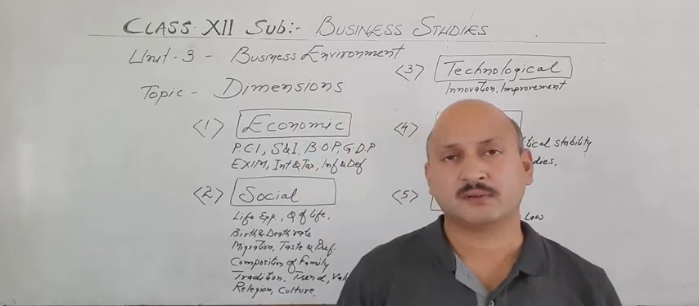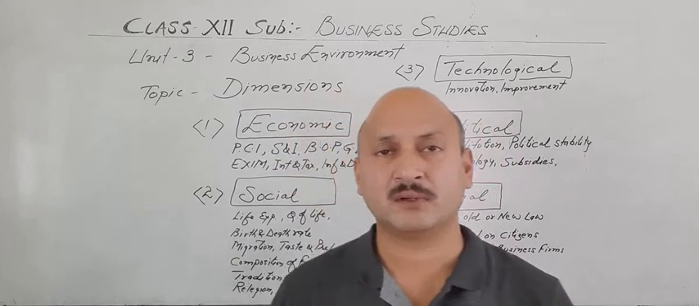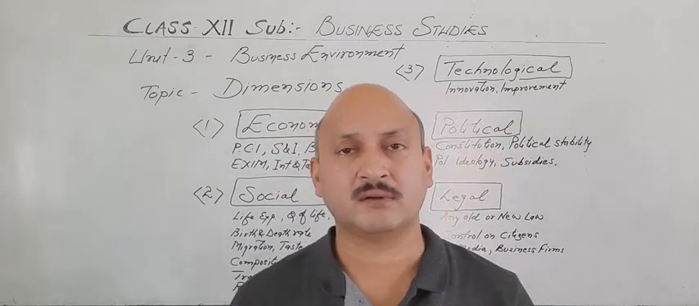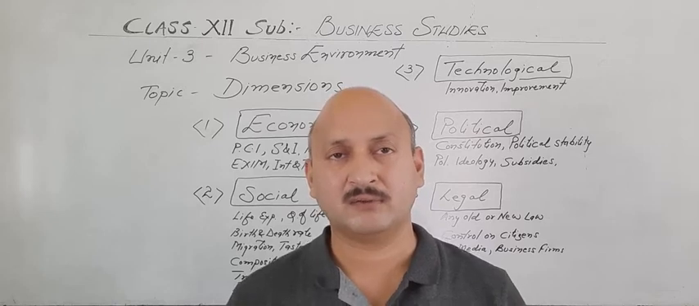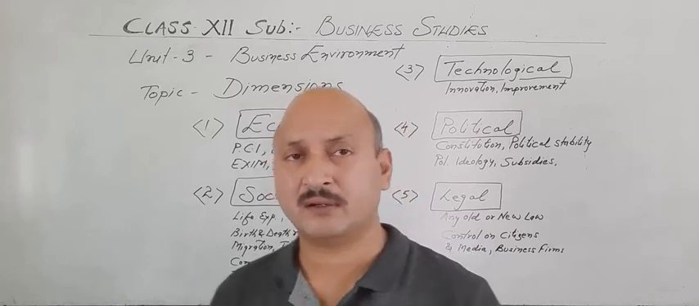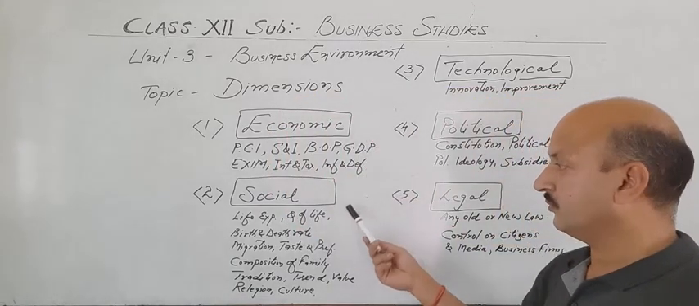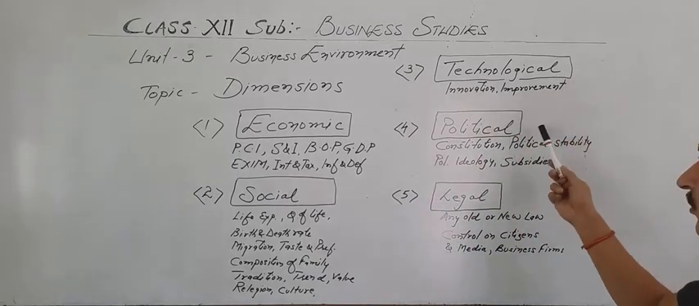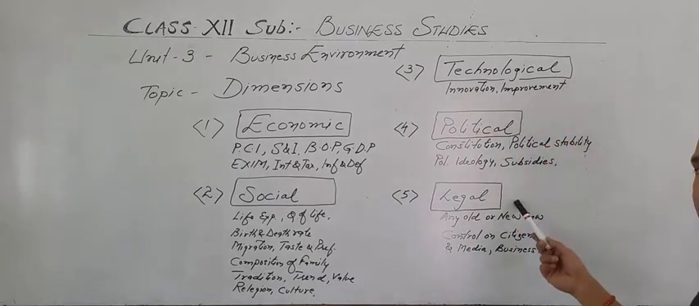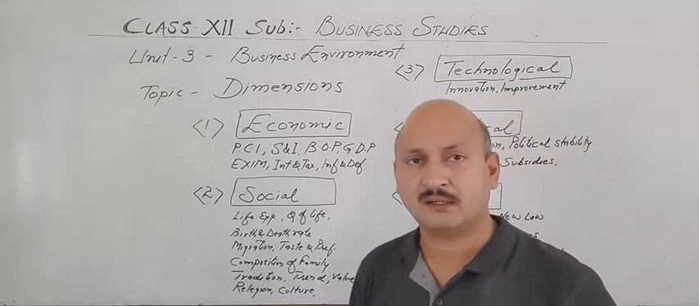Hello students, today in the business environment unit we are going to learn about the dimensions or elements of business environment. And you all know that there are five environments: economic environment, social environment, technological environment, political environment and legal environment. So let's learn about them in detail.